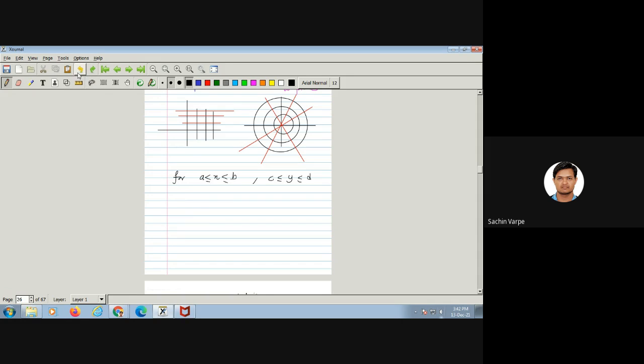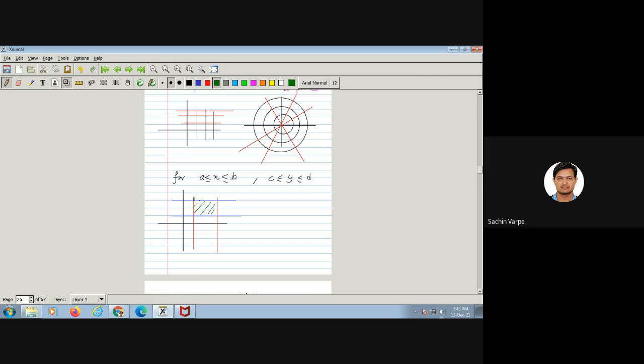Just a minute. x varies from a to b. So suppose this is x equal to a, this is x equal to b, and y varies from c to d. So suppose this is y equal to c, and this is y equal to d. Then the combined region is this region, right? This is the combined region.